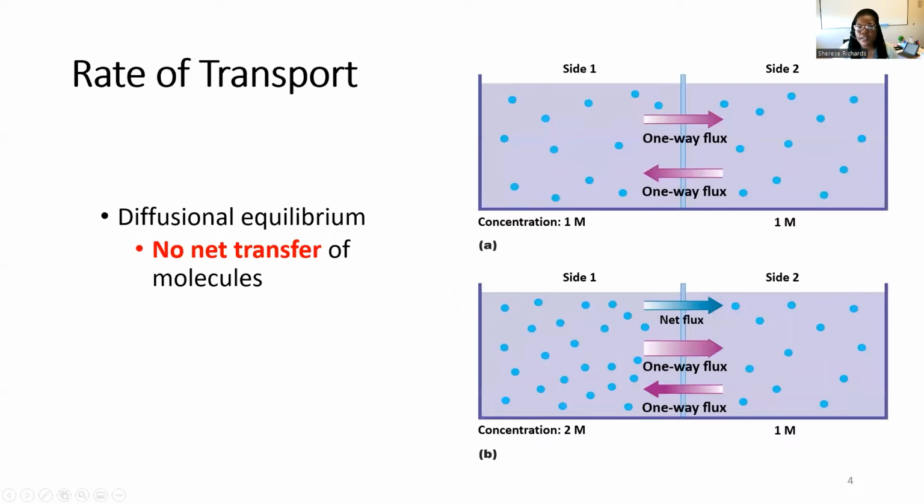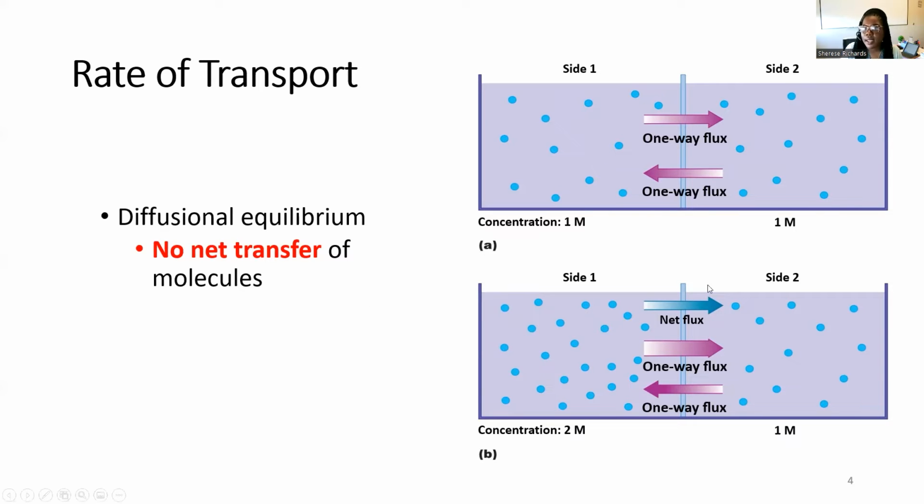All right, so let's first describe what the rate of transport is, and let's talk about the end goal of transport. Transport is happening in a way that is trying to approach what we refer to as the diffusional equilibrium. Diffusional equilibrium is when there is no more net transfer of molecules.